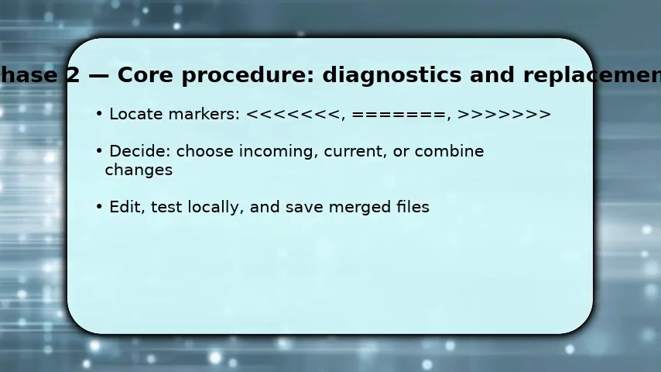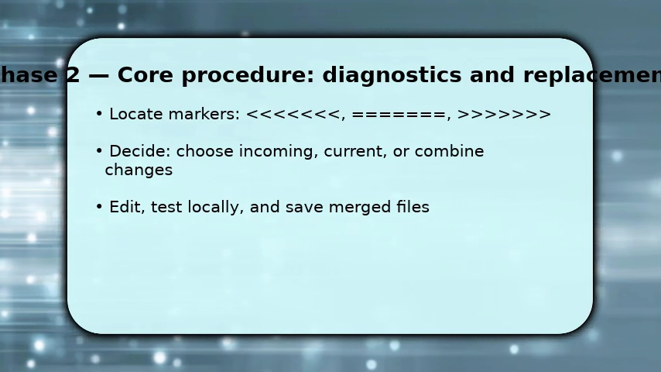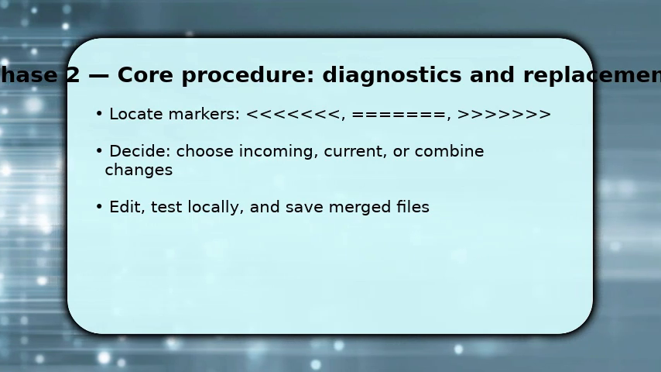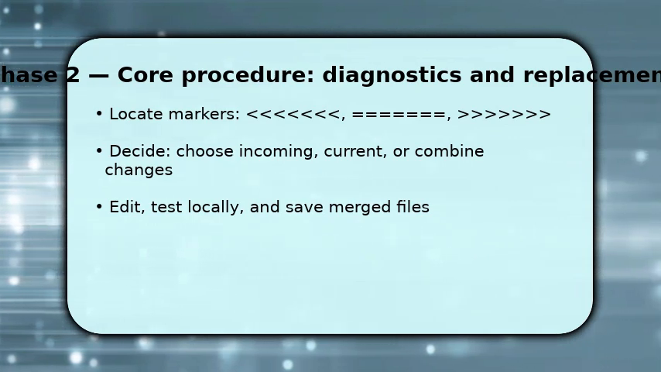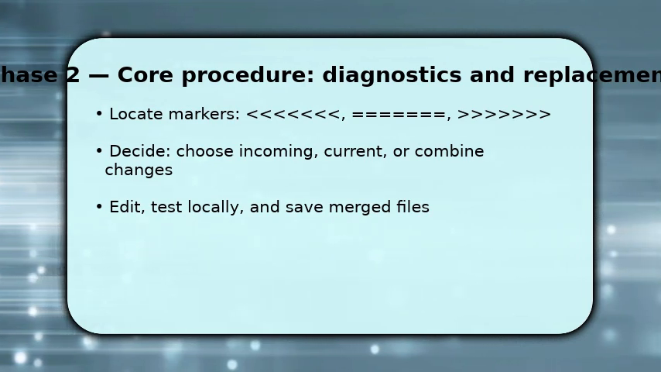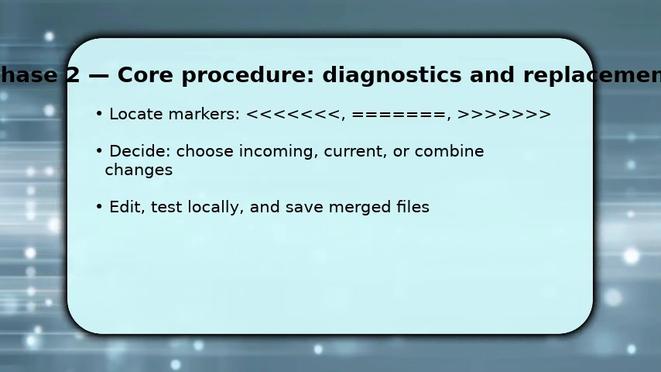You now edit each conflicted file where markers appear. Read the sections. The top is your code, the bottom is incoming changes. Choose one or craft a combined solution that preserves intent. Once you've edited, run local tests and linters to confirm behavior. This prevents regressions. After confirming, remove conflict markers and save.